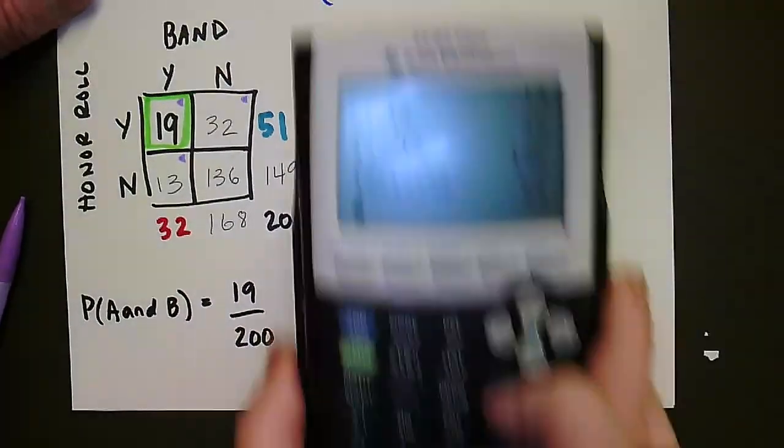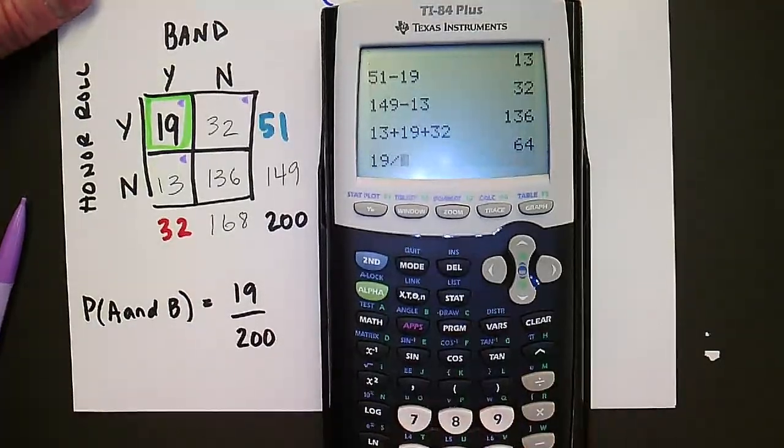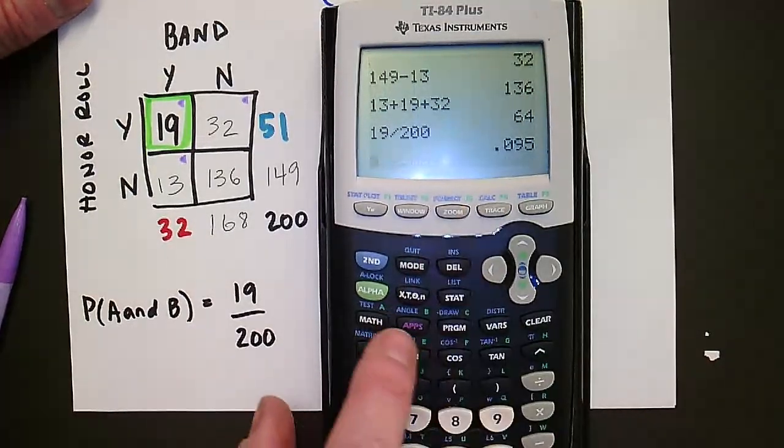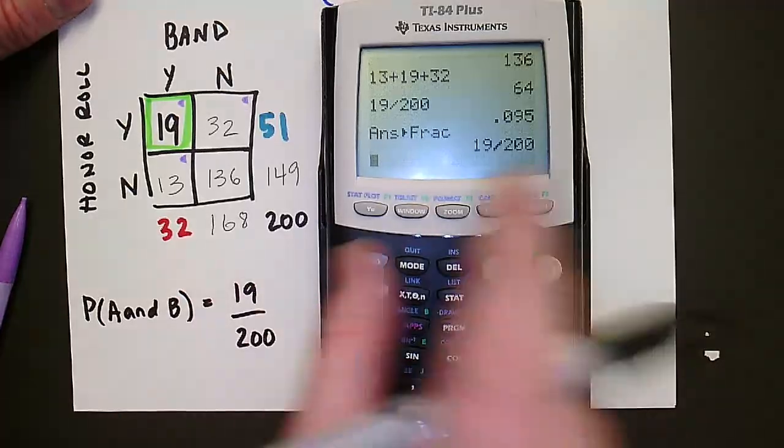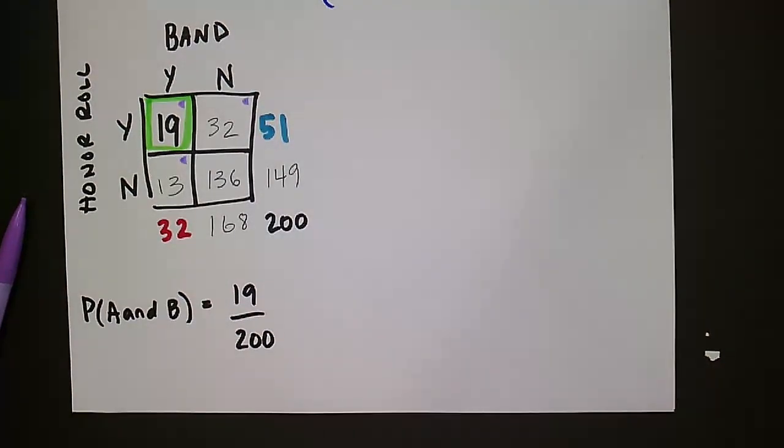And I don't believe that can be simplified. I'm just going to leave it as a ratio. That's it as a decimal. Let's see, math, make it a fraction. Yeah, it goes back to 19 over 200. So I'm just going to leave it as that.